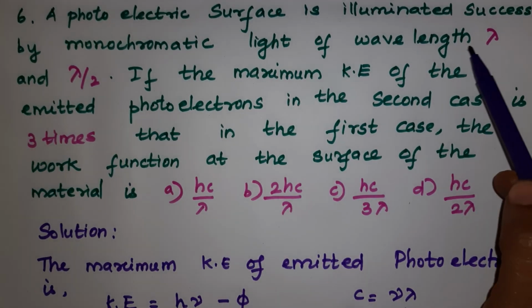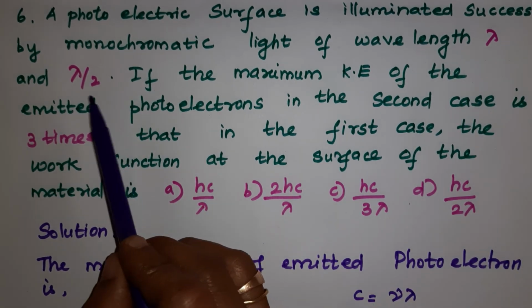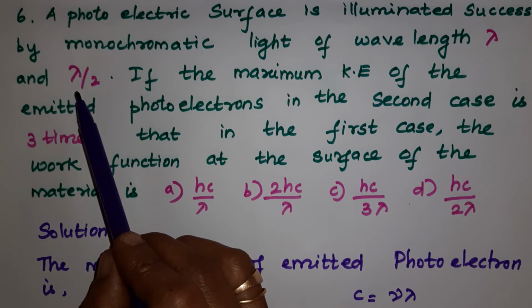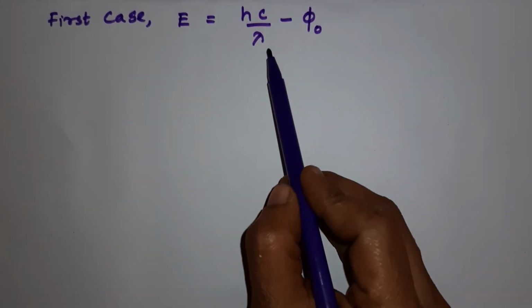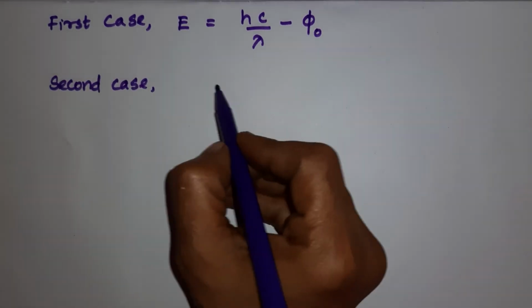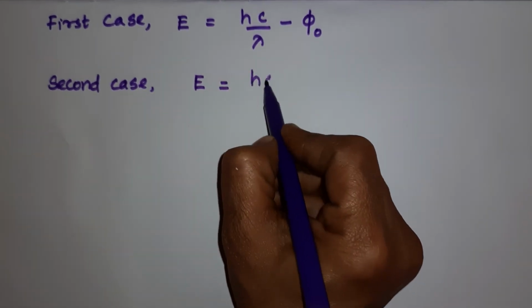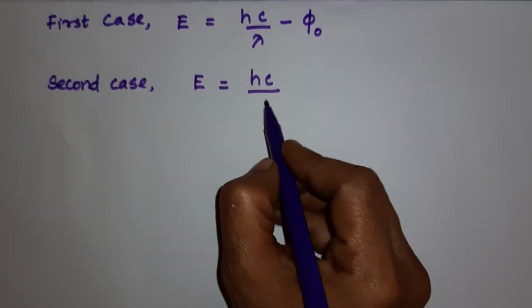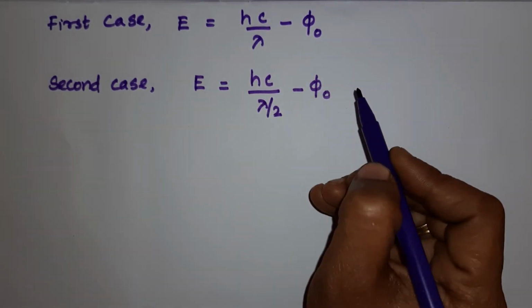For the first case, we have here the wavelength to be lambda, and for the second case, we have that wavelength to be lambda by 2. So we write the kinetic energy is equal to Hc by lambda minus phi naught. For the second case, we write here the kinetic energy is equal to Hc divided by the wavelength was lambda by 2 minus phi naught.